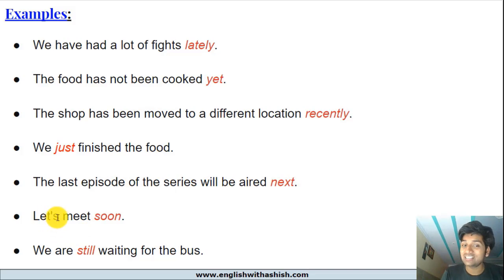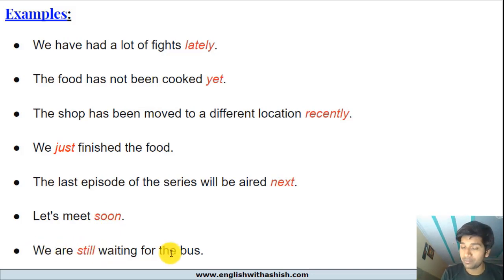All right, let's meet soon. Let's do something. Let's meet when? Soon, quite close to the present. A time in the future which is quite close to the present. Let's meet soon. Let's open our business soon. Let's talk to that man soon, right? Let's go somewhere soon. Okay, let's buy a bike soon.